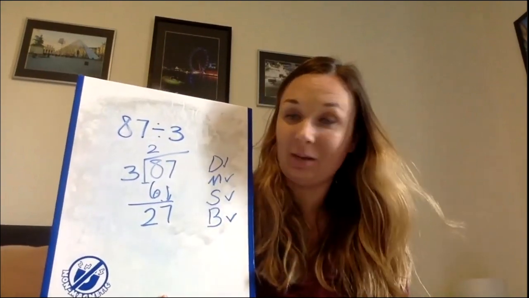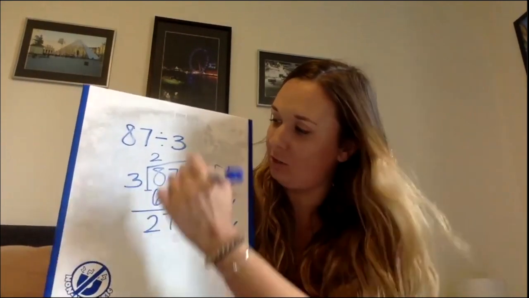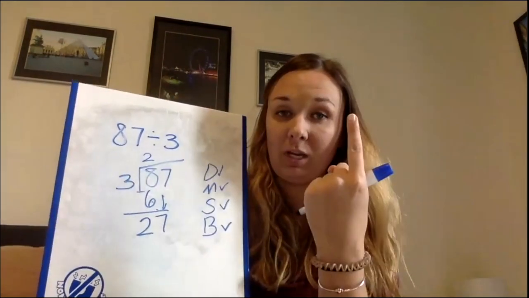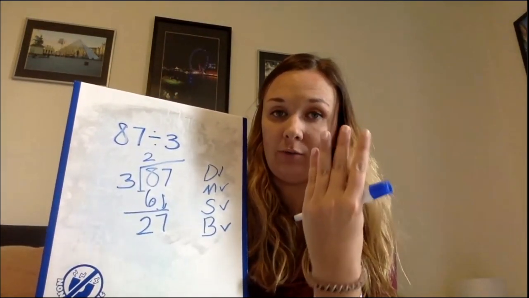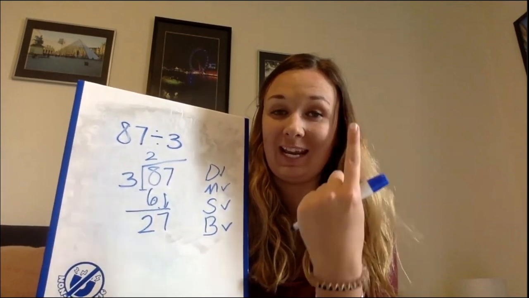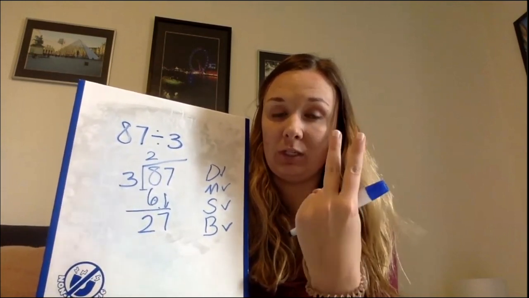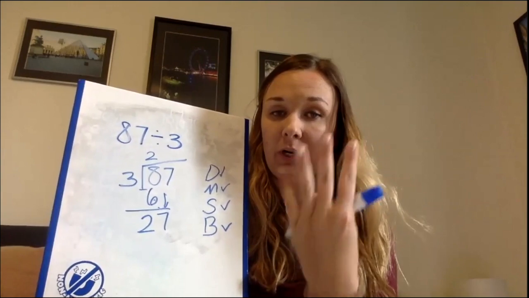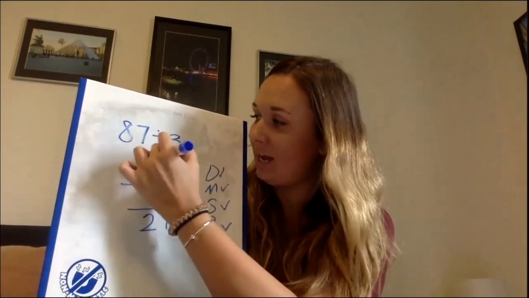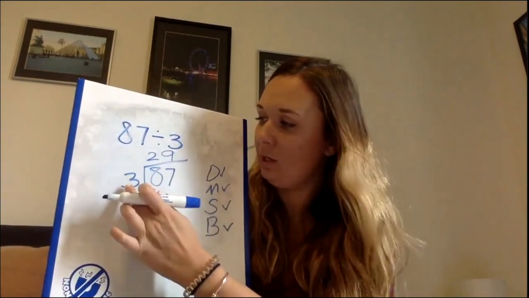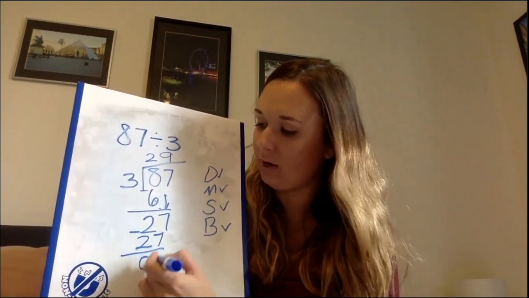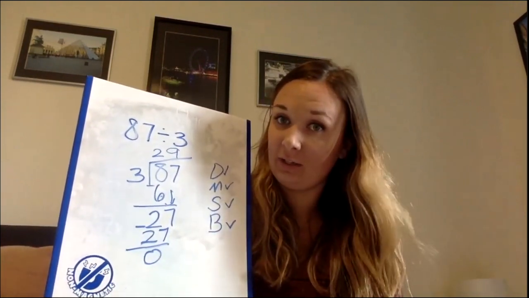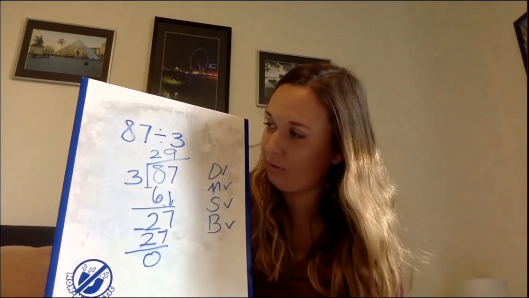So now I'm asking myself again, how many 3s fit into 27? 3, 6, 9, 12, 15, 18, 21, 24, 27. So that was 9. 9 times 3 is 27. When I subtract, I have 0 left, so there is no remainder.